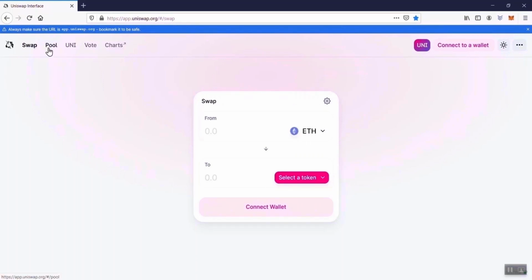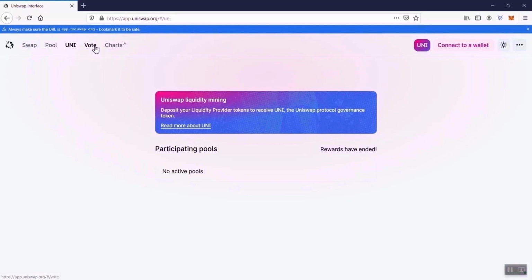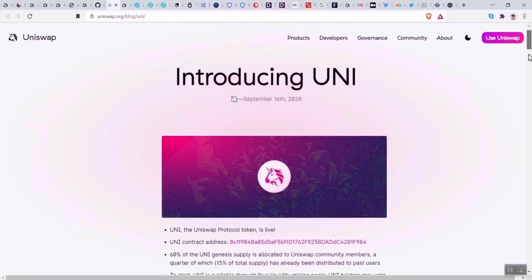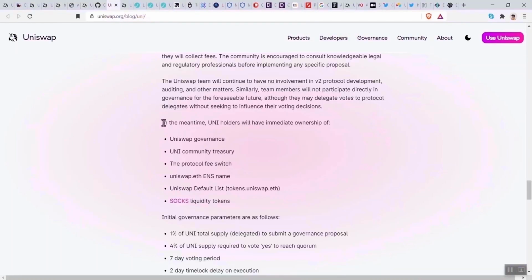There are other aspects of Uniswap listed here, so Pool, UNI, Vote as part of its Uniswap governance, and then Charts. In regards to the project's token, which is UNI, I'm just going to scroll down to give you an idea of how the token is utilized for the Uniswap protocol.